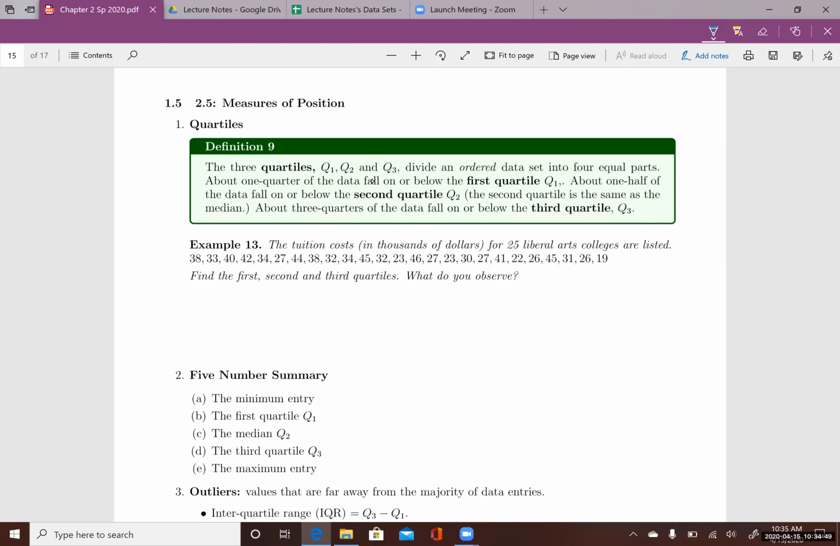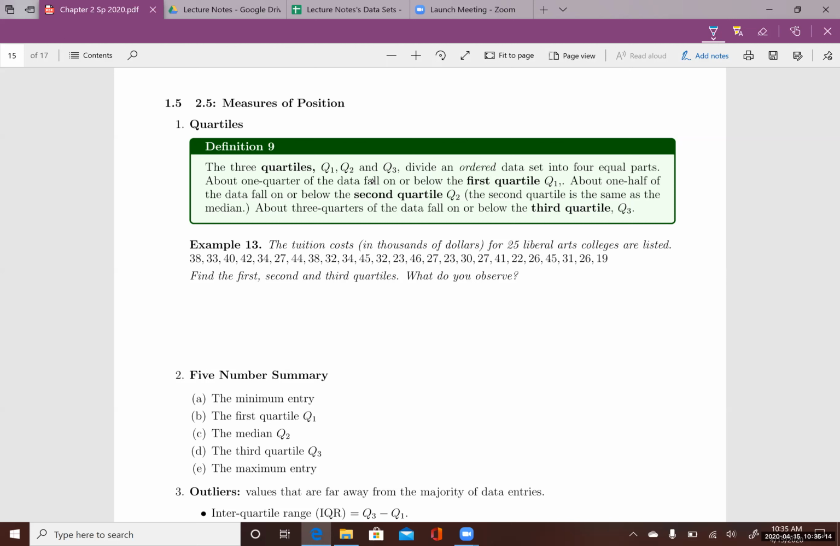About one quarter of the data fall on or below the first quartile. About 1/2 of the data fall on or below the second quartile, and the second quartile is also the median of the data set. And for the third quartile, about 3/4 of the data fall on or below Q3.